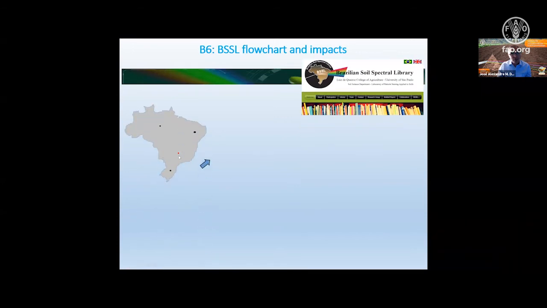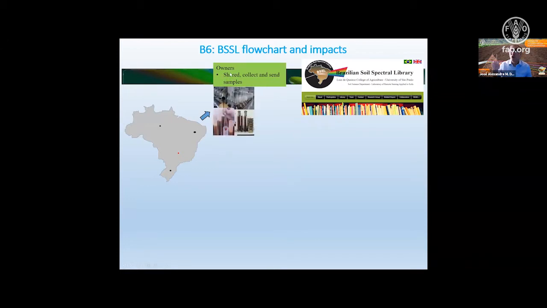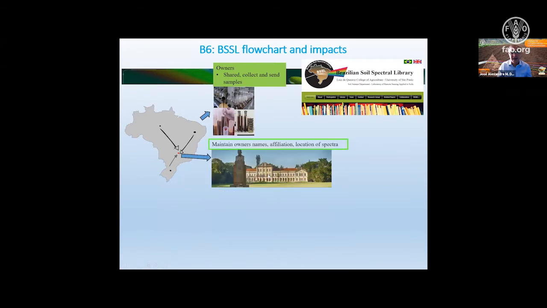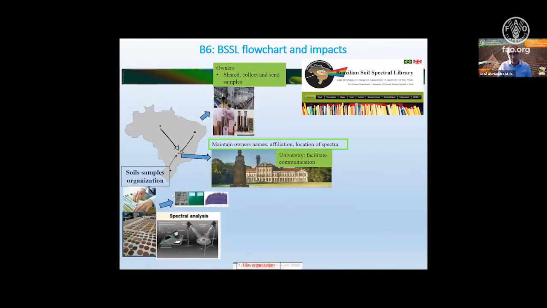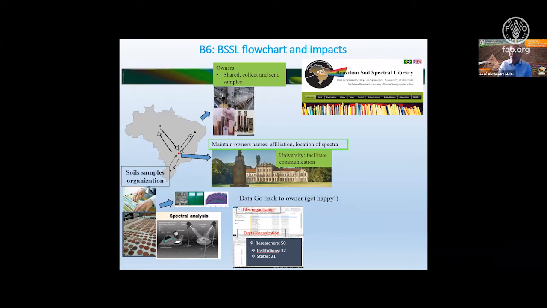So as you see here in Brazil, these black spots would be the owners or the collaborators that wanted to participate. They shared their soil samples and everybody delivered to our university, so it was centralized. We prepared everything. We took the spectra. We put all things together. We organized. And afterwards, we delivered only the spectra to the user, only his data. And he got happy because he didn't have an equipment and he could start to learn. And this was so good that he started to spread the information to others. And today Brazil has a lot.